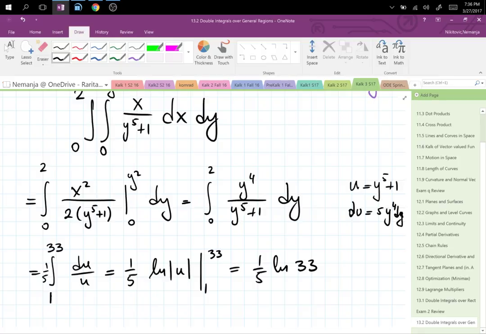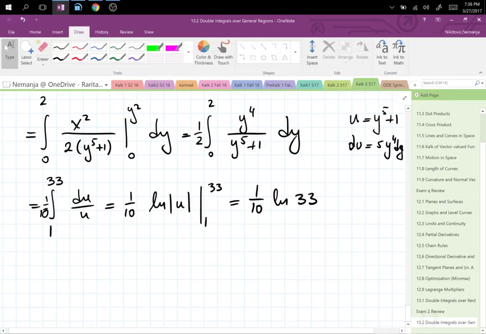Why did I drop a half? Oh, good. It's 1/2, so that's 1 over 10. 1 over 10. As you can see, it's easy to make a mistake. 1 over 10. So that's that part.